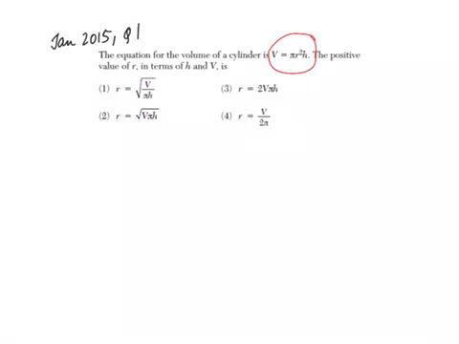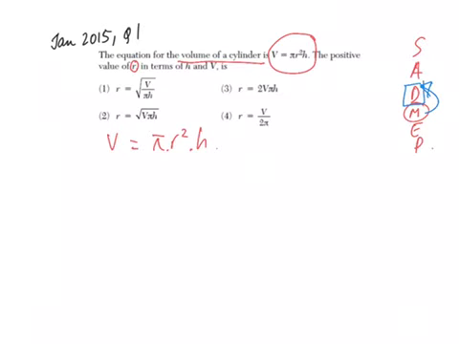So the equation for the volume of a cylinder is V is equal to pi r square h, the positive value of r. Again, we are trying to find out r. So we'll run through SADMAP and see what all we have. So V is equal to pi r square h. Whenever we write something like this in algebra, we mean that all of these are multiplying. So we are working with multiplication. What is the opposite of multiplication? Division. So we want r, that's our question.